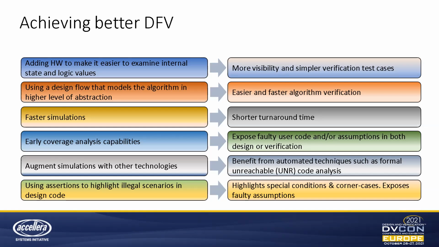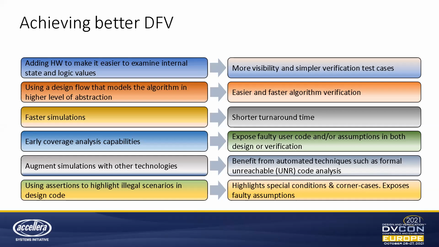The second point is if you use a higher level of abstraction for algorithmic code development, this makes the debugging and verification of algorithmic functionality much easier. And you also can achieve better design for verification if you speed up your simulations, because that will give you faster turnaround time.